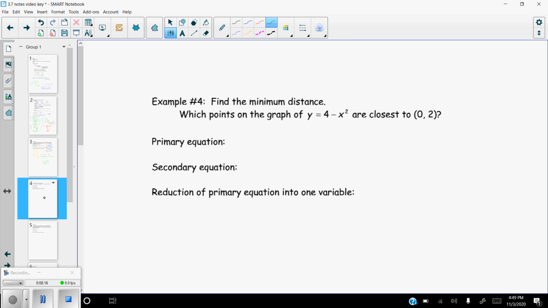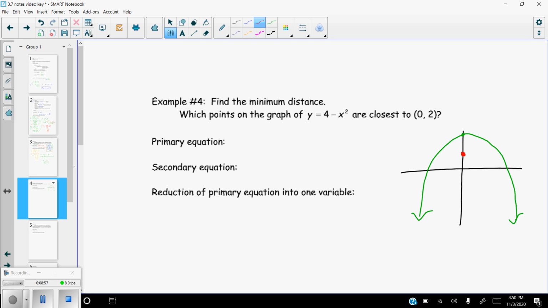Find the minimum distance. So we want to minimize distance here. And it says, which points on the graph of y equals 4 minus x squared are closest to the point (0, 2)? All right, so it probably would help to at least have somewhat of an idea what we're looking at here. So the graph of y equals 4 minus x squared is a parabola which opens down, and it's got a y-intercept of 4. So it's going to look something like this. And the point (0, 2) is right here.